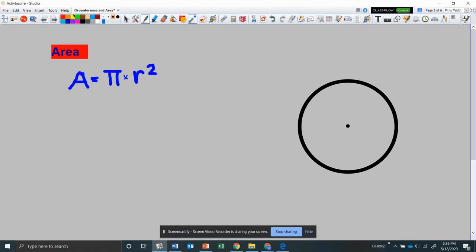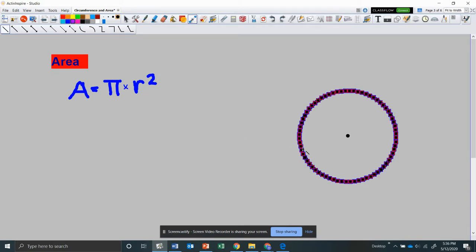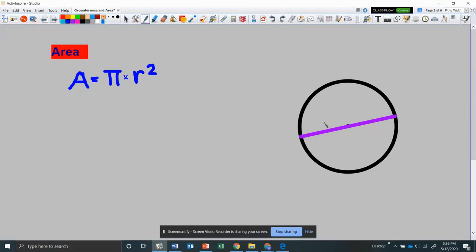Okay, here's my circle. I'm going to give you some information here. I'm going to tell you that the diameter equals 20 inches. So whenever I do this problem, I'm going to put 3.14 in for pi, but I don't know what the radius is. I know that the diameter is 20 inches. Oh, wait a second, I know. If the diameter is 20 inches, then the radius has to be half of that. So it has to be 10 inches. So I'm going to put 10 to the second power.